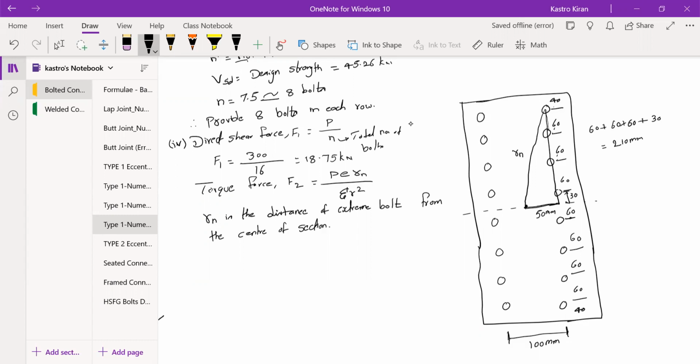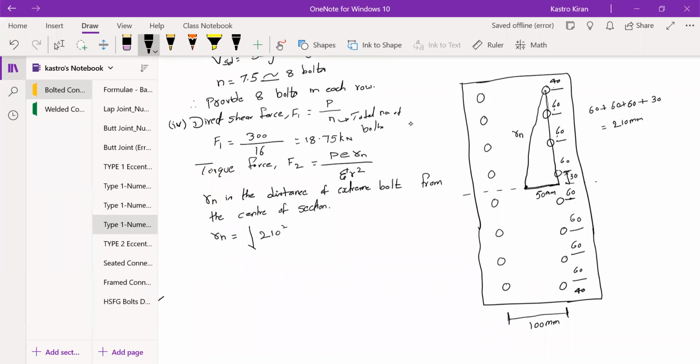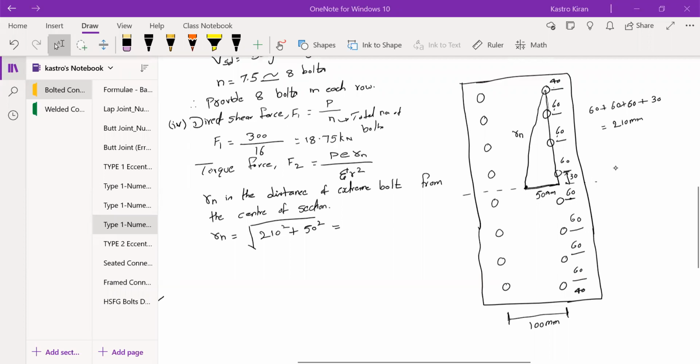So therefore Rn equals under root 210 square, that is the vertical distance square, plus horizontal distance square. So this 50 is the horizontal distance and 210 is the vertical distance. That's how you can find the value of Rn. If you solve, you will get a value around 208.8 mm square, so the value of Rn will be approximately 215.8 mm. So this is the value of Rn.